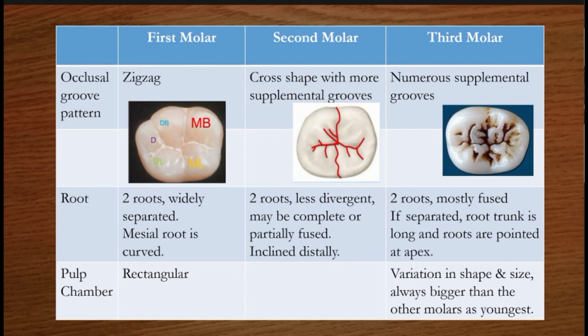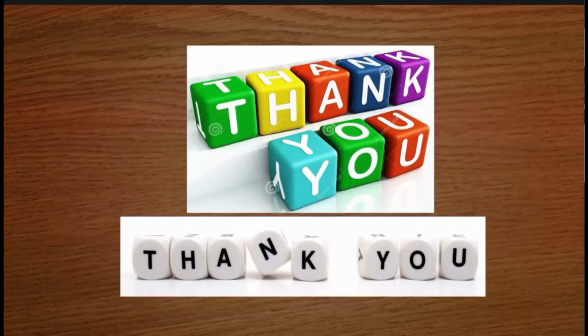Pulp chamber is rectangular. Second molar is, of course, rectangular or square in form from the mesial itself, from the buccal-lingual dimension. And variation: third molar, variation in shape and size, always bigger than the other molars as youngest. So these are about the first molar, second molar, and third molar.